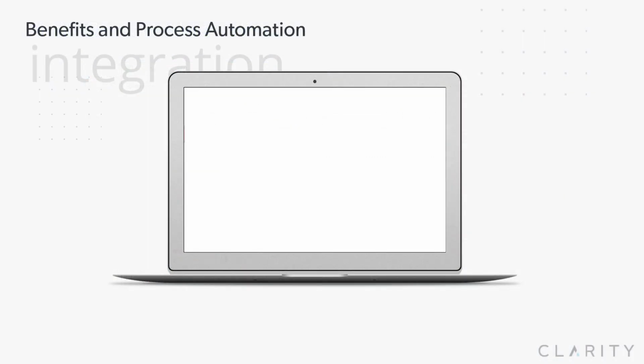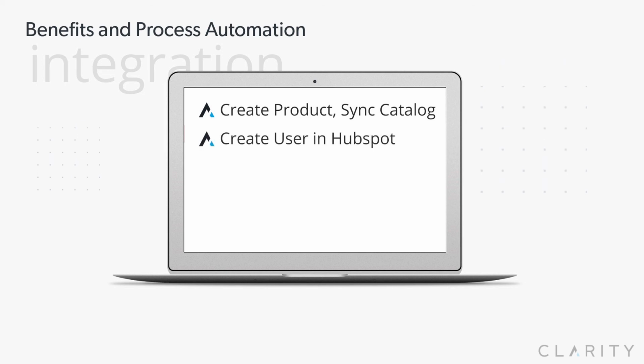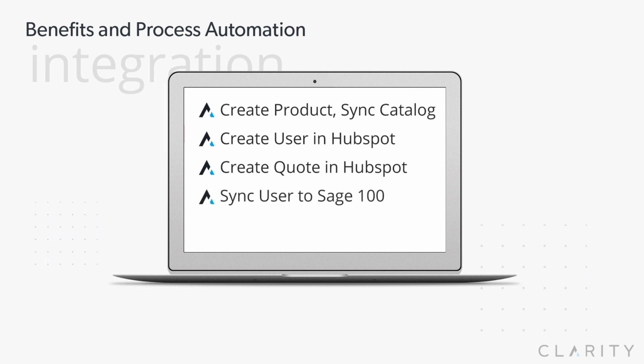So to review what we saw today, we started by creating a new product in Sage 100, then synced it along with the entire product catalog of 111 products into HubSpot. We then went into HubSpot and created a user that we could associate a deal with. Once the user and deal were created, we generated an official quote. When pushed to Sage, the user record was created and synced with HubSpot. And finally, the sales order was associated with that newly created user.